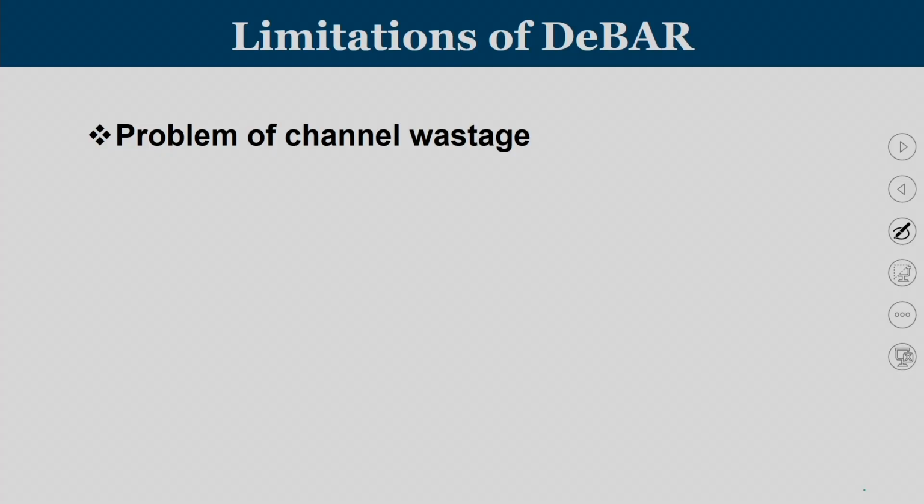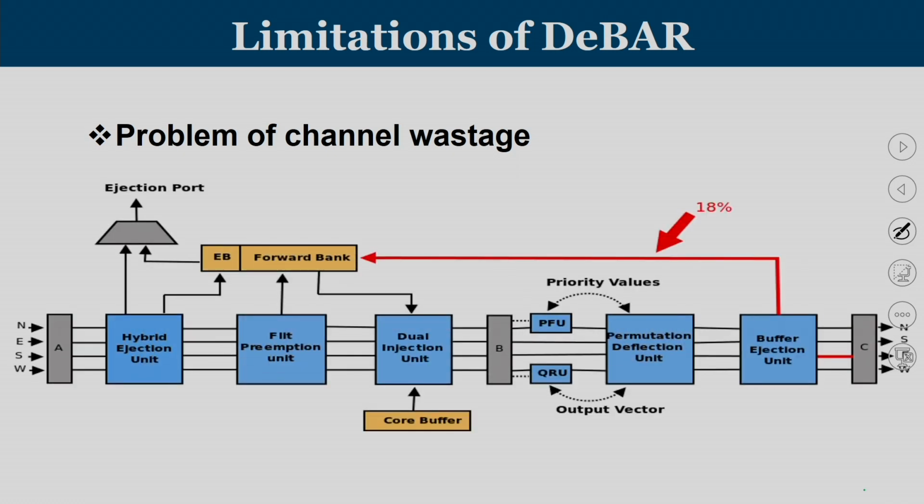So, the first problem with respect to D-bar is channel wastage. This is the router pipeline of D-bar. Now, consider the case that you have a flit that is waiting in the core buffer, and injection from the core buffer into the router pipeline can happen only if one of the links in the router pipeline is idle.